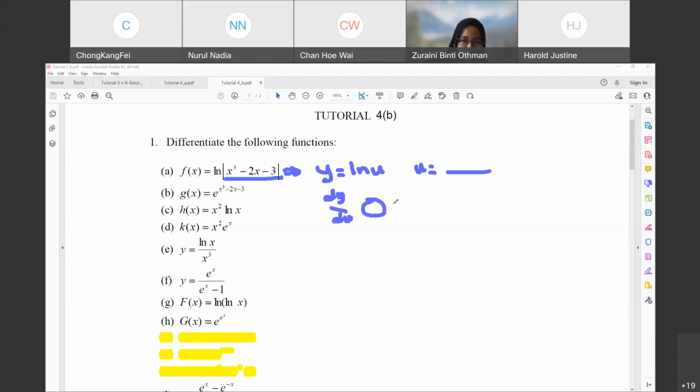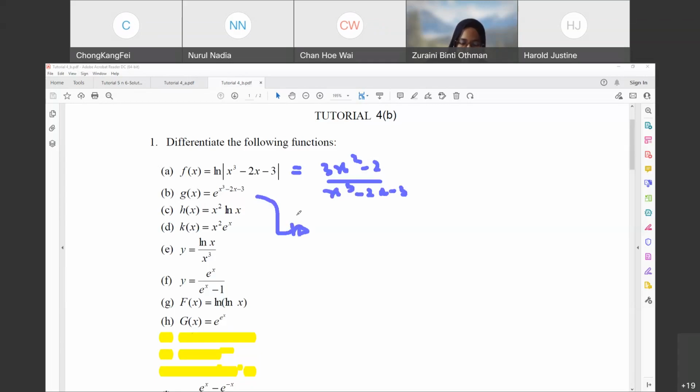Dapat jawapan ni nanti darab dengan du over dx. Bezakan yang ni dapat ni. Bezakan ln u dapat 1 per u letak sini dan we darabkan dia. Okey, lepas kita darabkan tu nanti the final answer you will get dapat ni. Okey, dia dapat 3x kuasa 2 tolak 2 bahagi dengan x kuasa 3 tolak 2x tolak 3. This is the final answer.